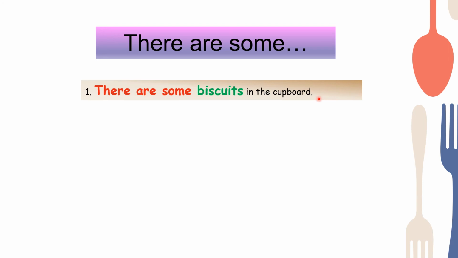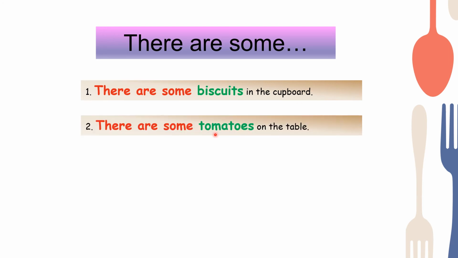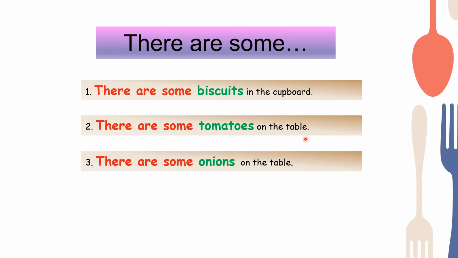Let's go to the second example. There are some tomatoes on the table. And the next example. There are some onions on the table.